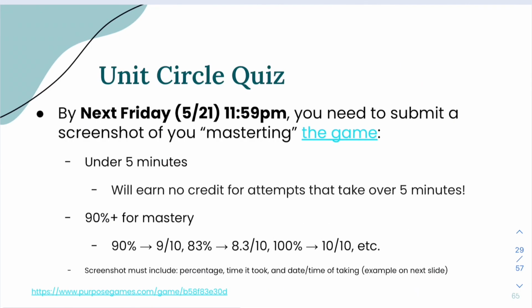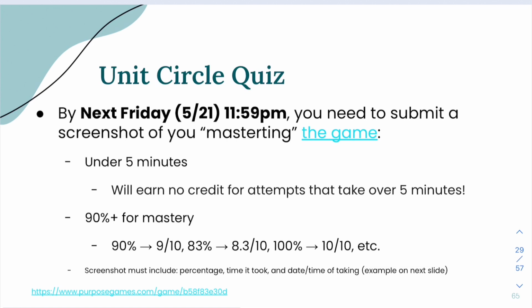So even though we're virtual, the way I'm going to assess you is through a game. I'll open it here in a second. It is just a fill in the blank game. You're basically filling in a blank unit circle, but here's how it sees if you have it memorized. You need to do this in under 5 minutes. You'll earn no credit for any attempts over 5 minutes. I don't care if you get a 100 in 5 minutes and 2 seconds. Right? It's got to be under 5 minutes.